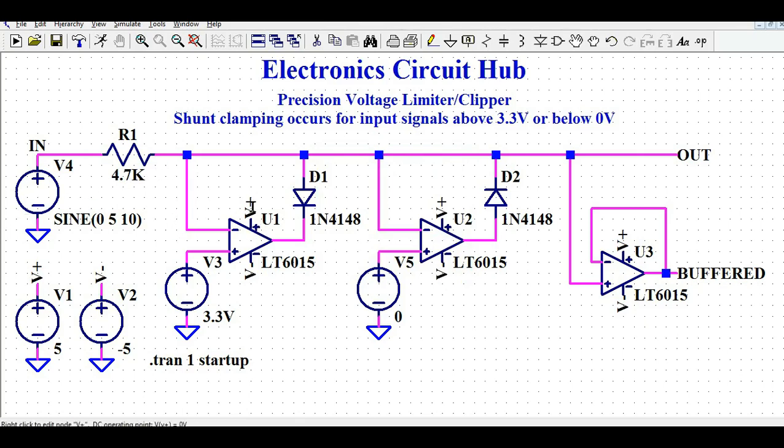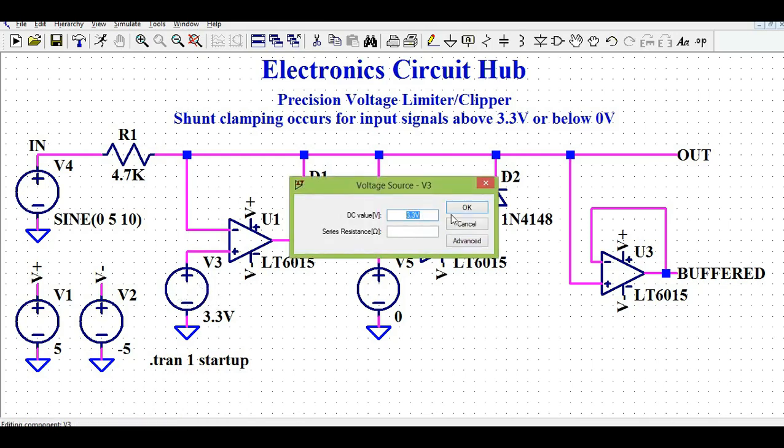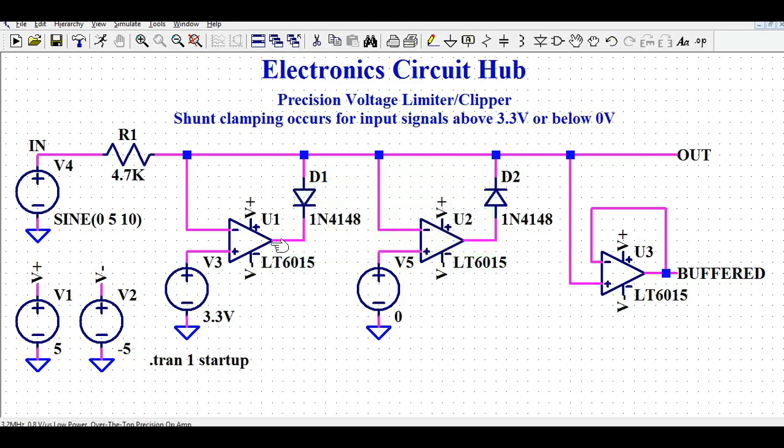Then we have the first stage of our operational amplifier. In the first stage, I have connected the input signal to the inverting terminal, and to the non-inverting terminal I have connected one voltage source, and the amplitude is DC 3.3 volt, right? At the output of your U1, the first stage of your operational amplifier, I have connected this diode in the reverse fashion. The cathode is connected to the out pin of your U1. This stage basically clips or limits the voltage signal which is above this reference signal of 3.3 volt.